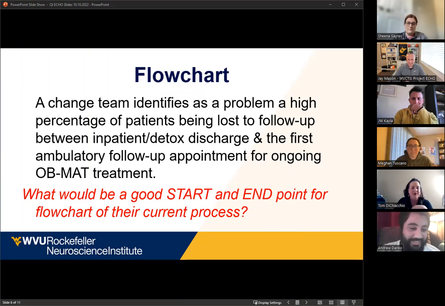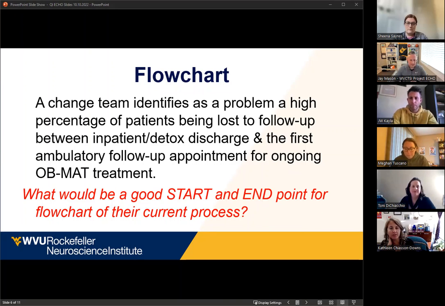Katie, what would you do for your endpoint of this? Sure. So if Andrew suggested the start point be at discharge, then the end point could be, are they showing up for their very first appointment? Yeah. Or maybe a start point could be while they're still in inpatient or detox. And then an end point could even be after they've showed up for their first appointment.